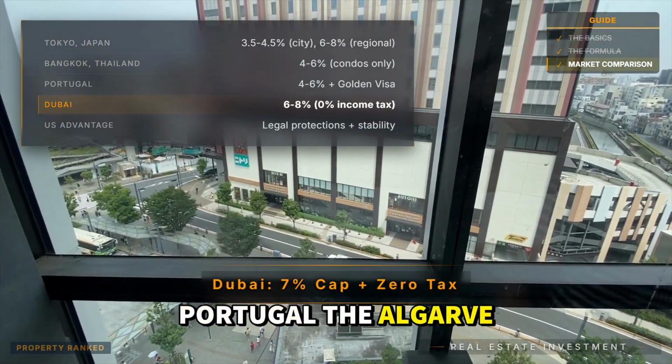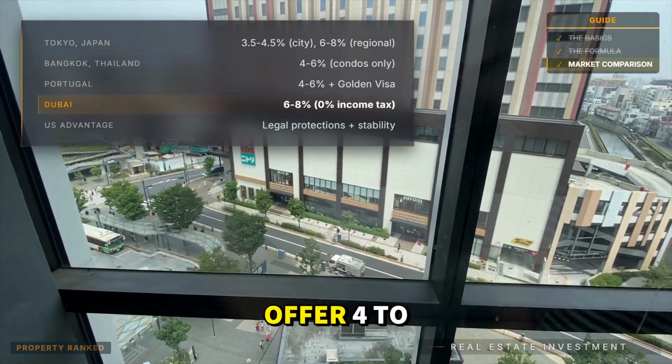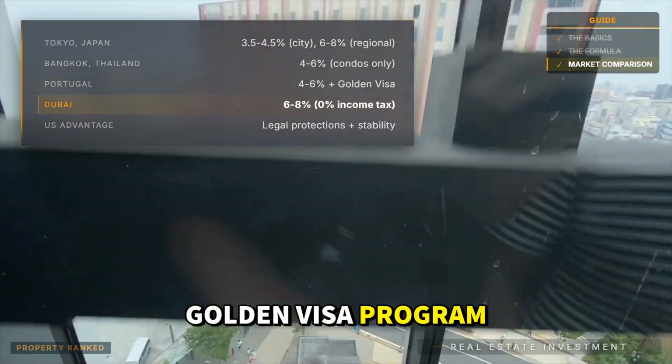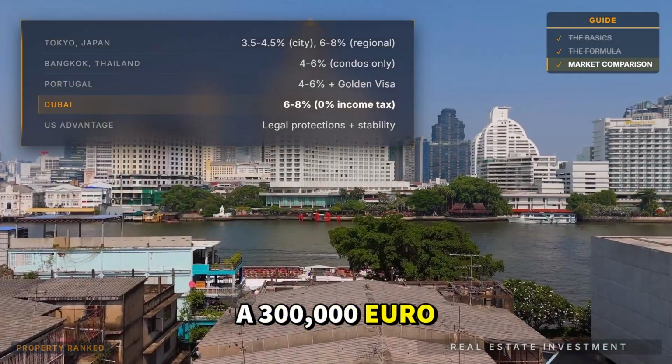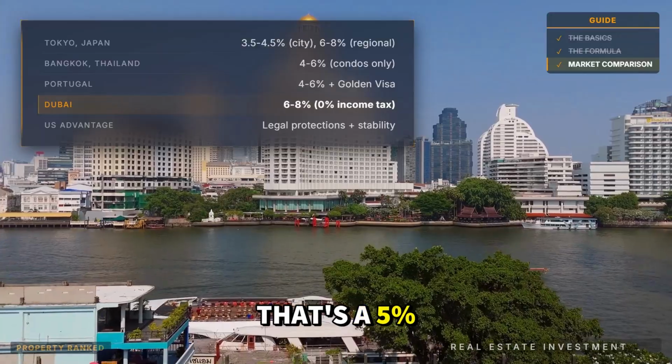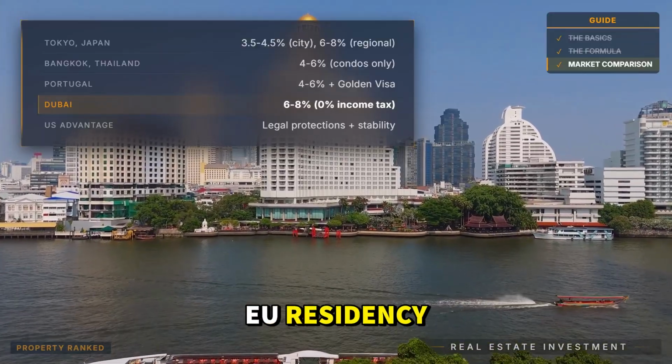Portugal. The Algarve region and Lisbon suburbs offer 4 to 6% cap rates with the added benefit of the Golden Visa program. A €300,000 property generating €15,000 annually. That's a 5% cap rate, plus EU residency.